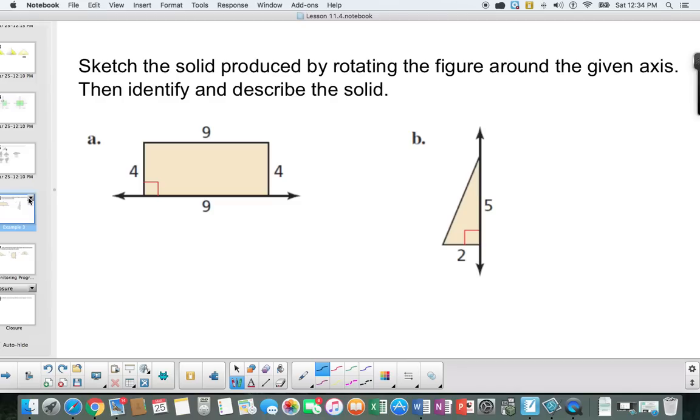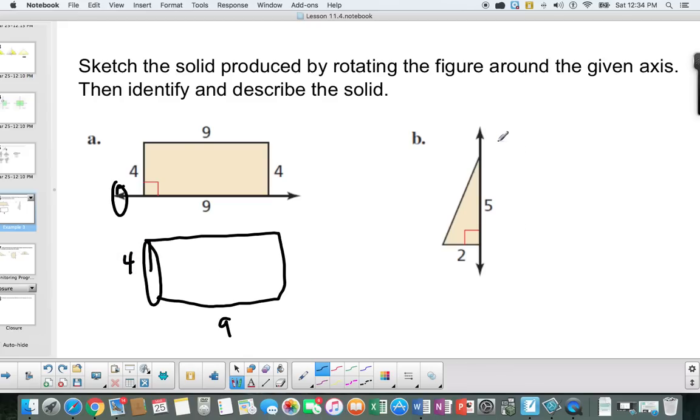Okay, sketch the solid produced by rotating the figure around the given axis, then identify and describe the solid. So we are going to revolve around this axis, which is going to suggest a cylinder. And this cylinder will be 9 as far as the height, and its radius will be 4. We're going to revolve around the axis. This is going to suggest a cone, and the cone's height will be 5, and the radius will be 2.